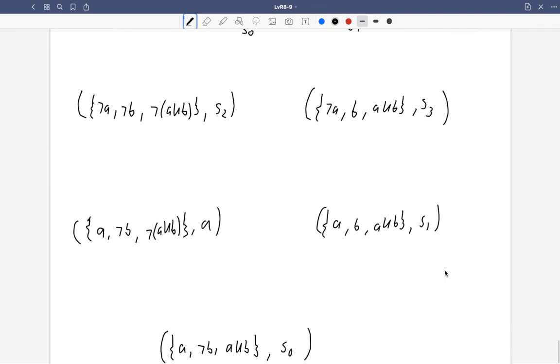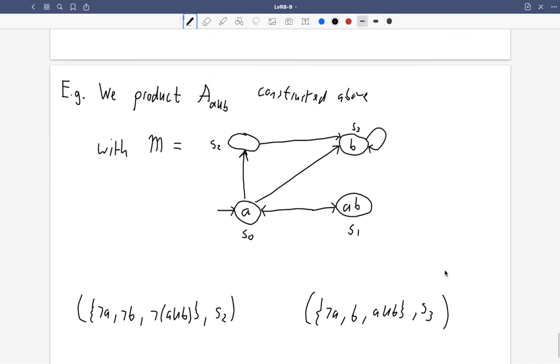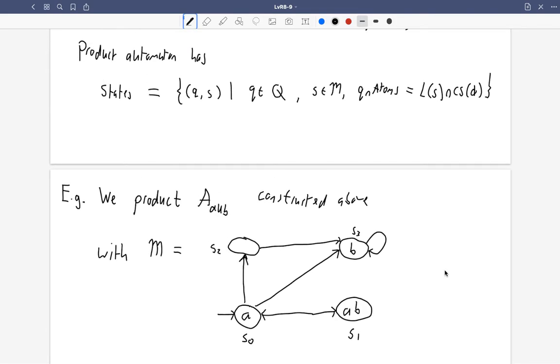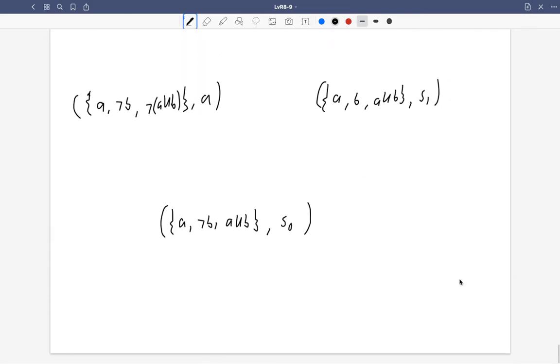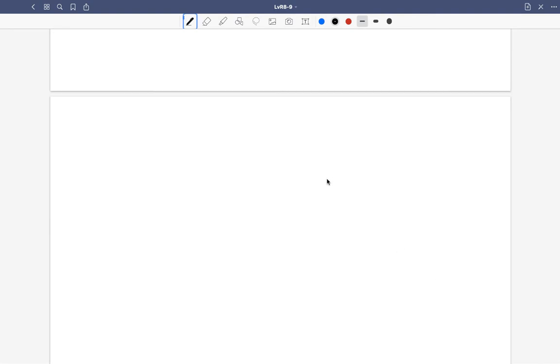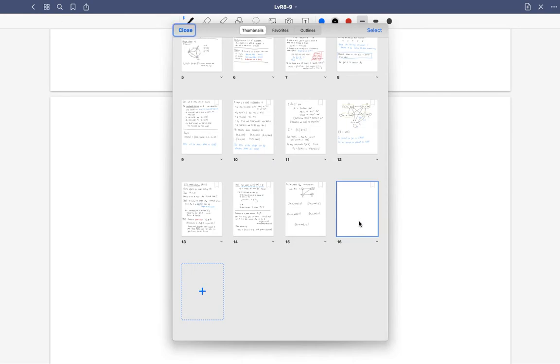Of course, the next thing we want to know is how to connect the states of the product automaton. So let's see if I can add a page in between. Maybe this is adding a page at the end. Well, I've now added a page at the end, but I should be able to hopefully rearrange. Let's try like this. There we go.